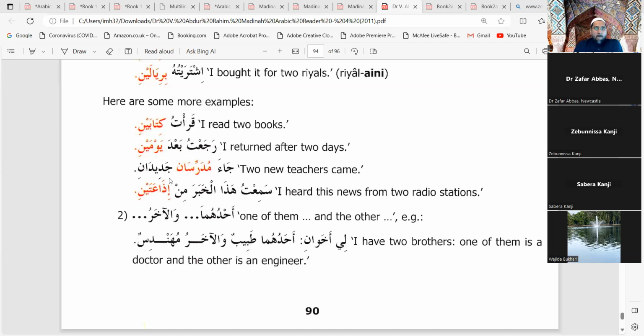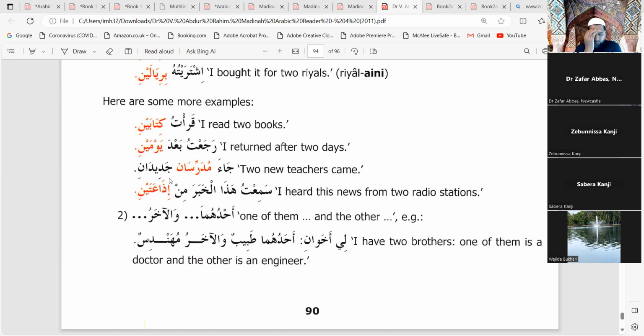قرأت كتابين. I read 2 books. And رجعت بعد يومين. I returned after 2 days. Which situation is قرأت كتابين and رجعت بعد يومين? What are the two different states of these nouns? كتابين and يومين.